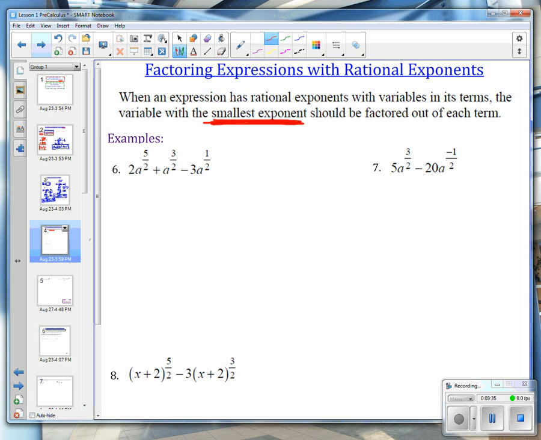So let's look at an example number 6 here. Take a look. I've got 5 over 2, 3 over 2, and 1 over 2. Obviously, the smallest exponent would be this guy here. So that means what I want to do is factor out that smallest exponent.